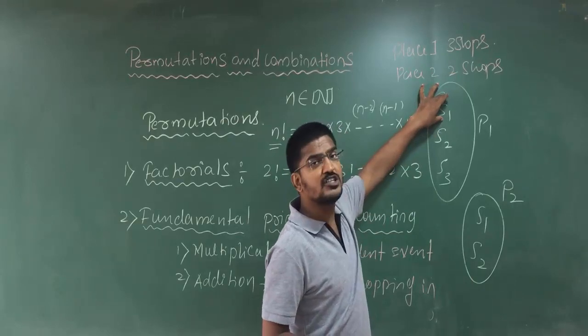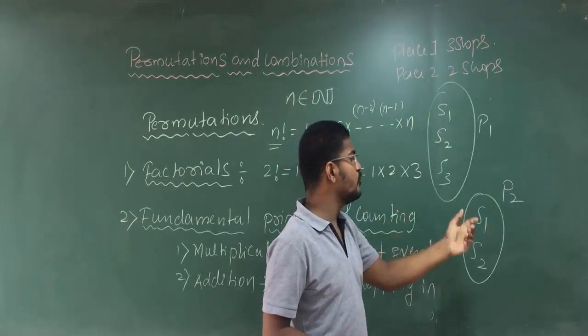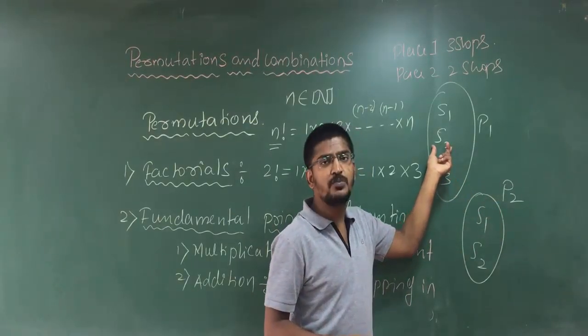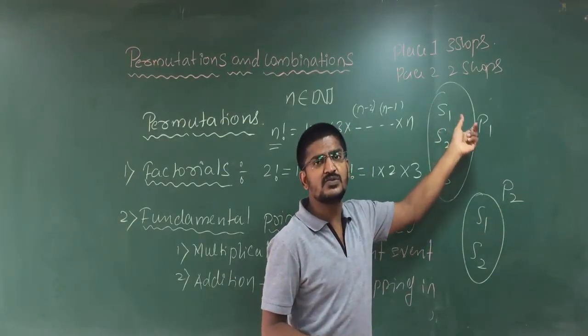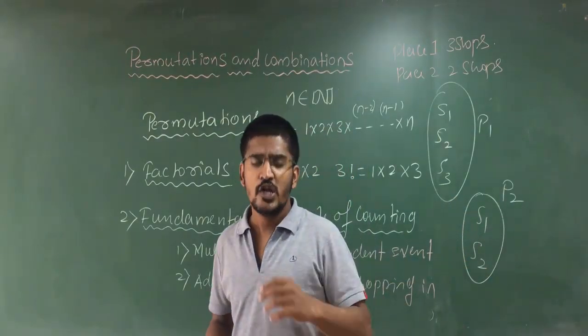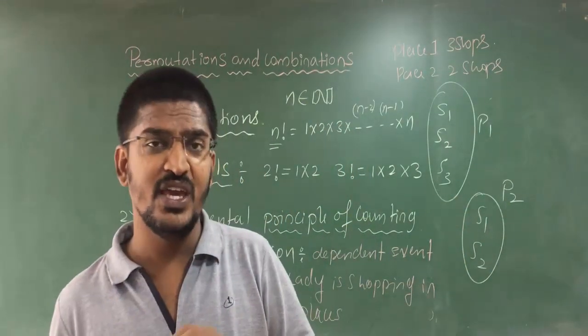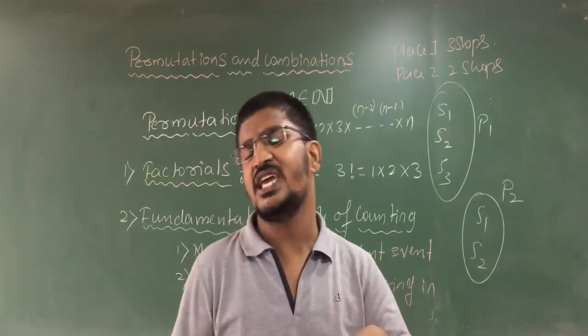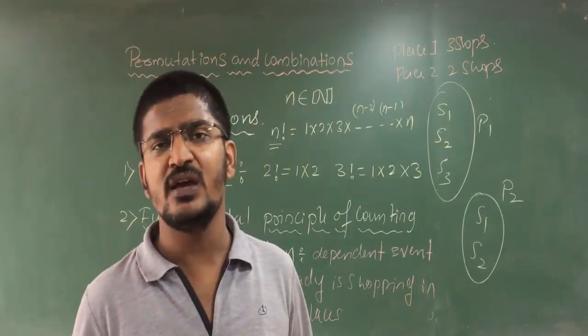If she goes for shop 1, there is no need of going to shop 1 in P2. If she goes for shop 2 in P1, that means place 1, there is no need to go for other shops. Are you getting my point? So here what we are doing, we are calculating the total number of ways in which she can make her shopping. Are you getting my point?